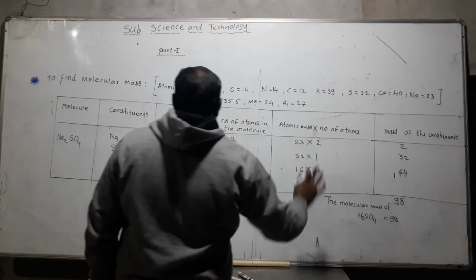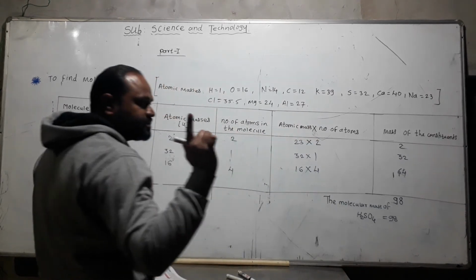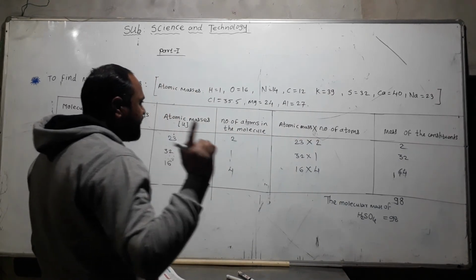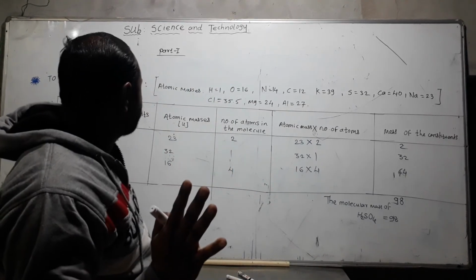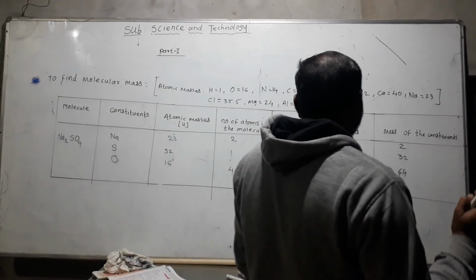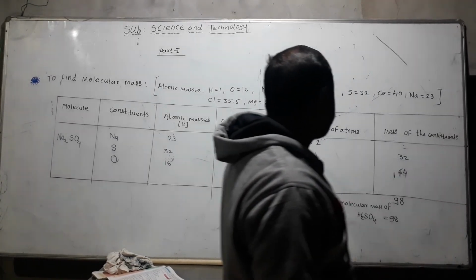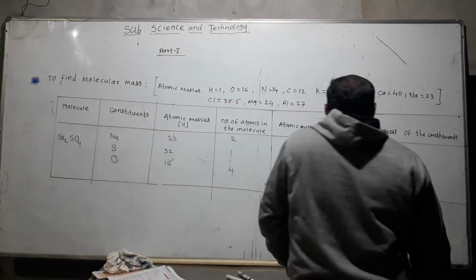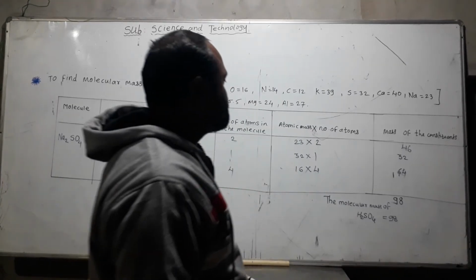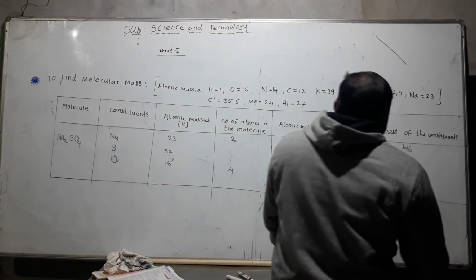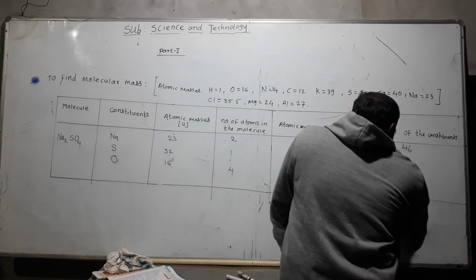How many atoms? 2 are there. Then sulfur has atomic mass 32, and the number of atoms in Na2SO4 is single. And then oxygen has atomic mass 16 and the number of atoms in Na2SO4 is 4. Now here, firstly what do we do? We multiply: 23 into 2 is 46, 32 into 1 is 32, 16 into 4 is 64, and then the addition.